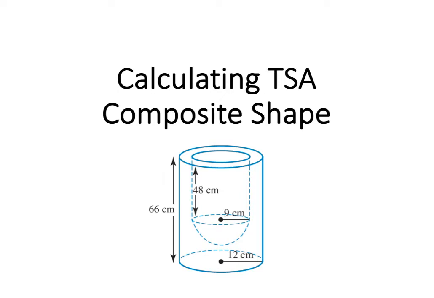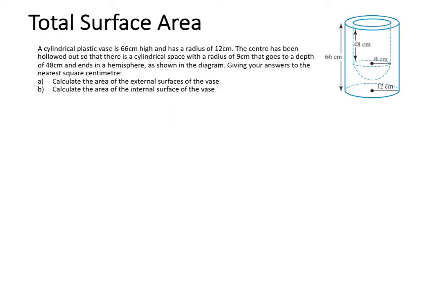In this video, we're going to have a look at how to calculate the total surface area of a composite 3D shape. Having a look at the question, it says that a cylindrical plastic vase is 66 centimeters high and has a radius of 12 centimeters. The center has been hollowed out, so there is a cylindrical space with a radius of 9 centimeters and goes to a depth of 48 centimeters. And at the end of that cylindrical space is a hemisphere, which is shown in the diagram.